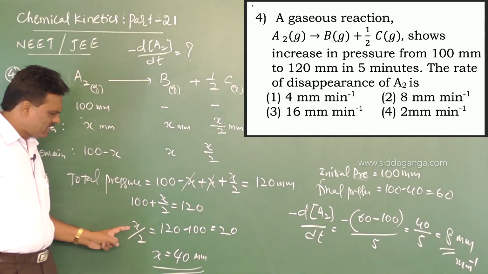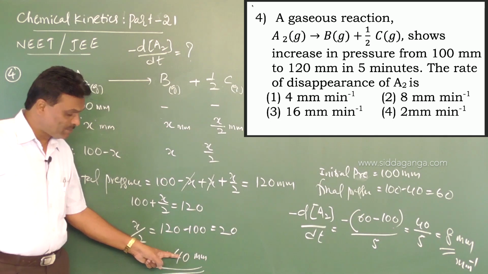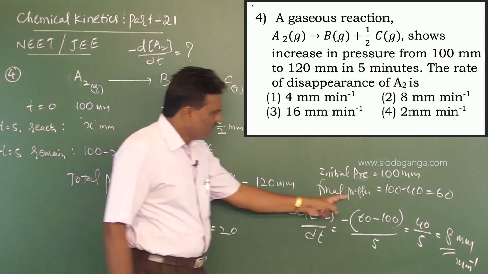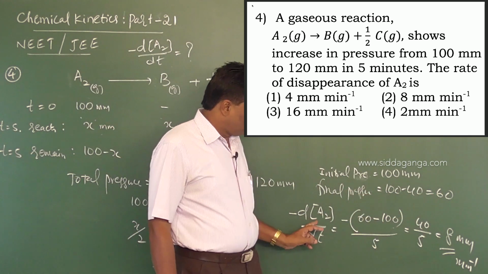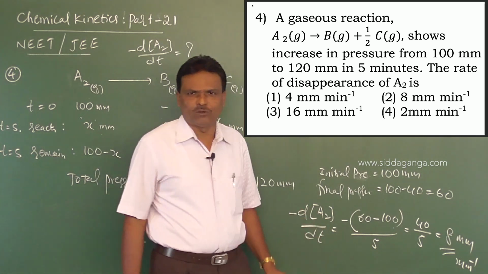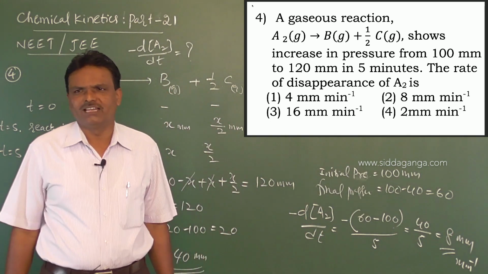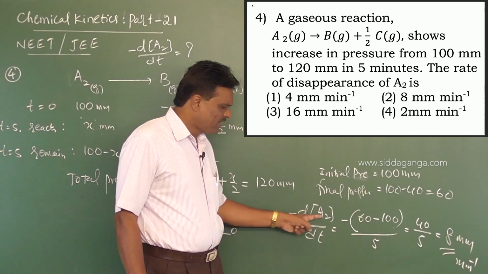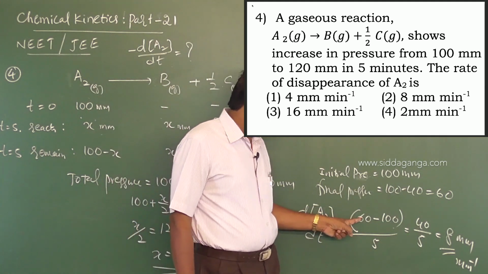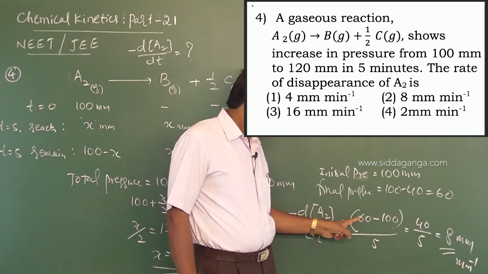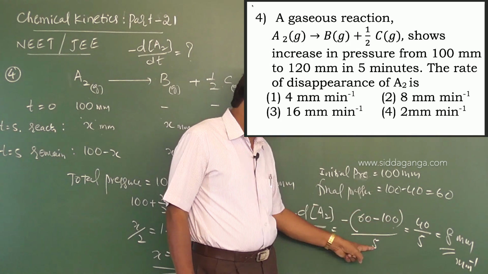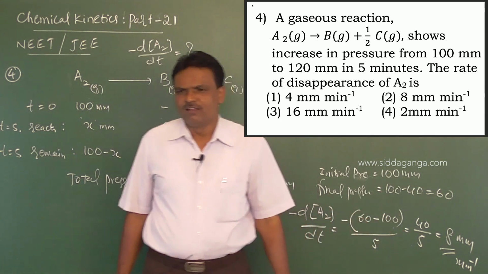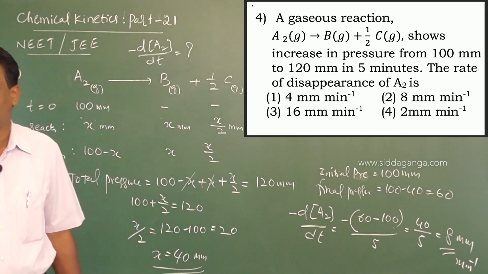Hence, what is the value of X? The decrease in pressure is 40. The initial pressure is 100, so what is the final pressure? 100 minus 40. That is the final pressure. Then we have to write the instantaneous rate for A2, minus dA2 by dt. The rate of disappearance of A2 is minus of final concentration minus initial concentration, or in other words, final pressure minus initial pressure divided by the time 5. So 100 minus 60 is equal to 40. 40 by 5 means 8 millimeter per minute.